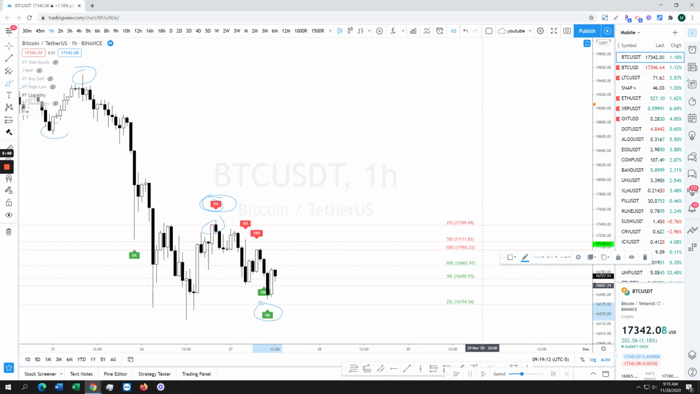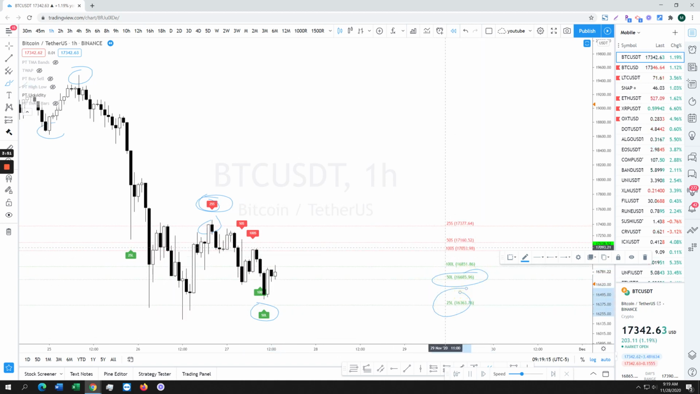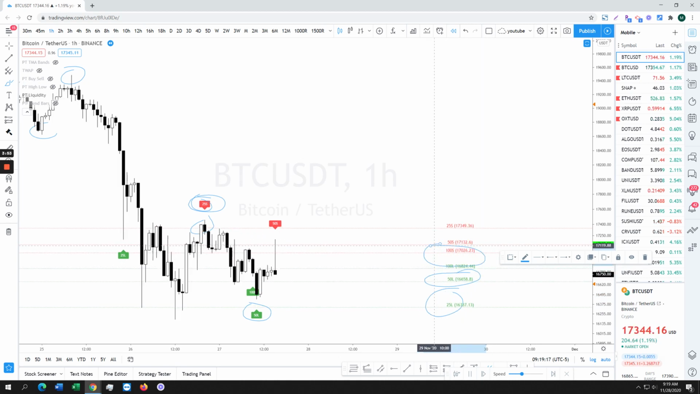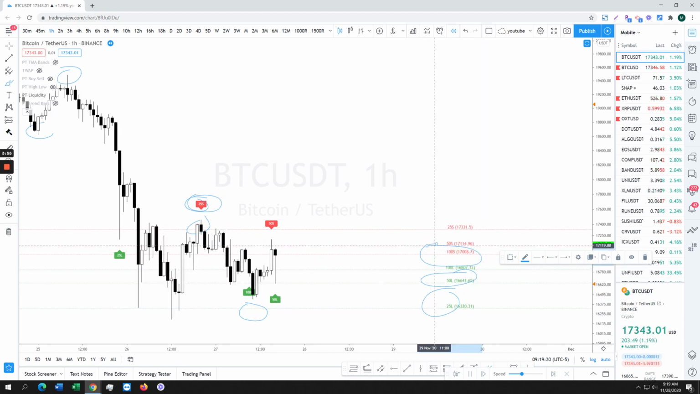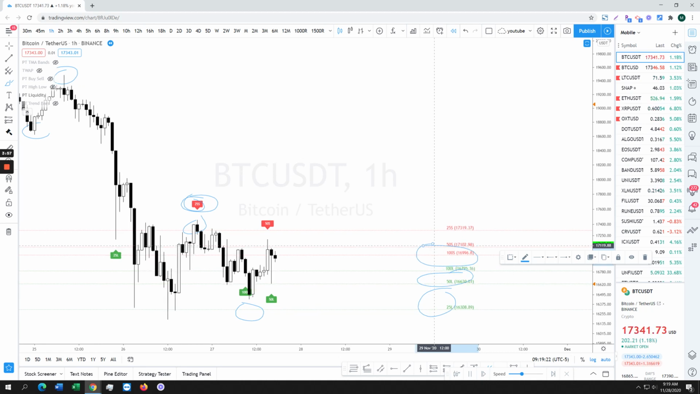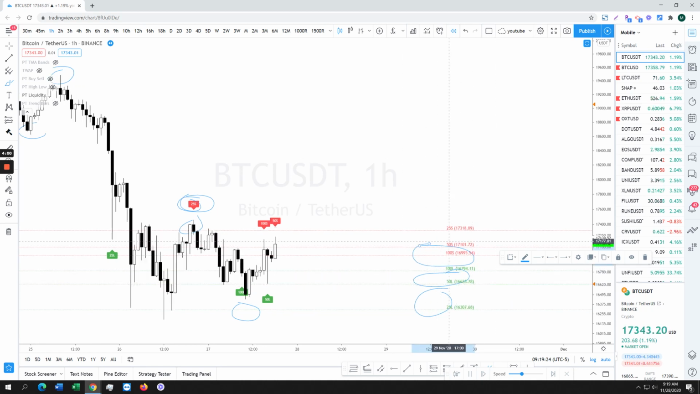The main levels for you to look at are the 50 and the 25. If you take 100 liquidity, it means nothing to me, personally speaking, because unless you're playing the 1 minute or something, it doesn't really matter. BTC loves to range between 50 and 50.